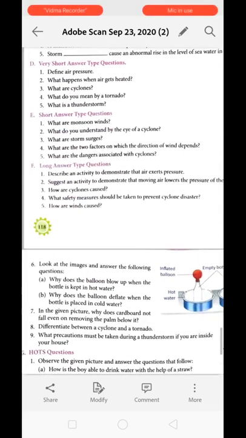Next is, what are the two factors on which direction of wind depends? The direction of wind depends on temperature and difference in air pressure. Okay, temperature and difference in air pressure.